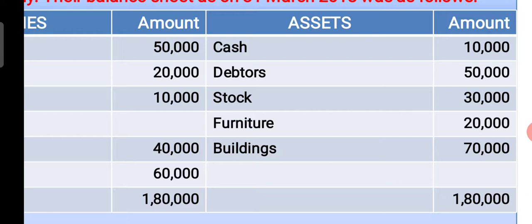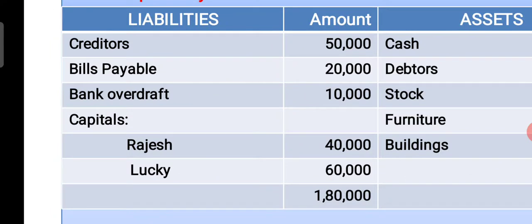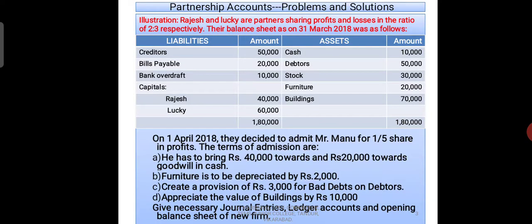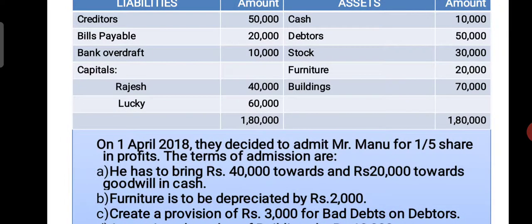Cash rupees 10,000, debtors 50,000, stock 30,000, furniture 20,000, buildings 70,000. Total of assets 1,80,000. If you take the liability side, creditors 50,000, bills payable 20,000, bank overdraft 10,000, capitals Rajesh 40,000, Lucky 60,000. Total 1,80,000 rupees. So the balance sheet total is rupees 1,80,000. The old partners' balance sheet is showing 1,80,000 rupees assets and liabilities.